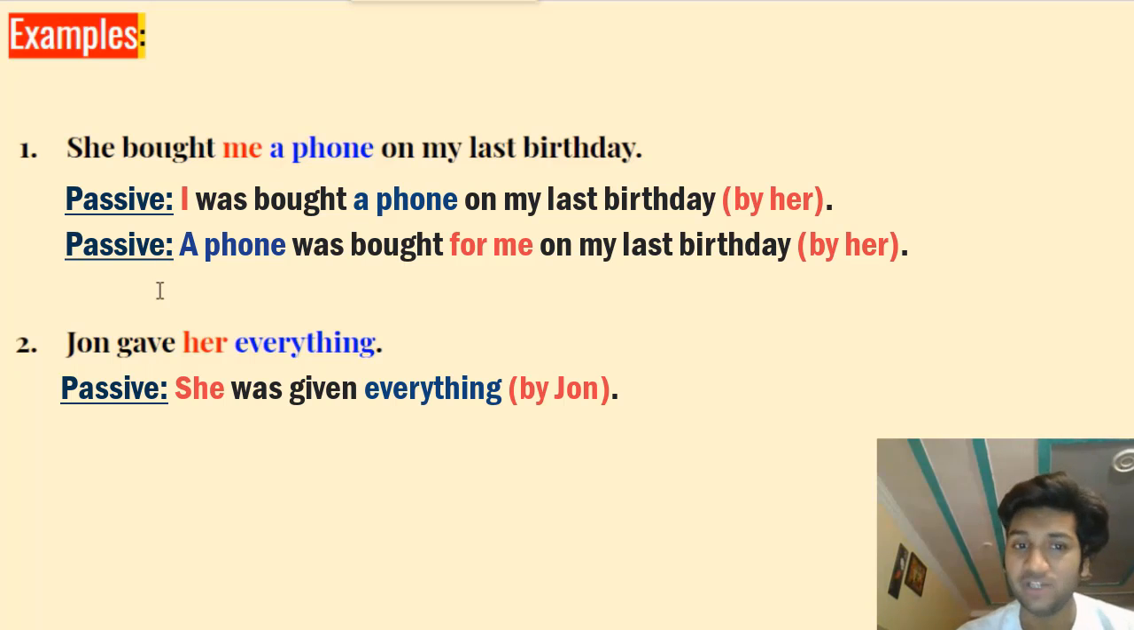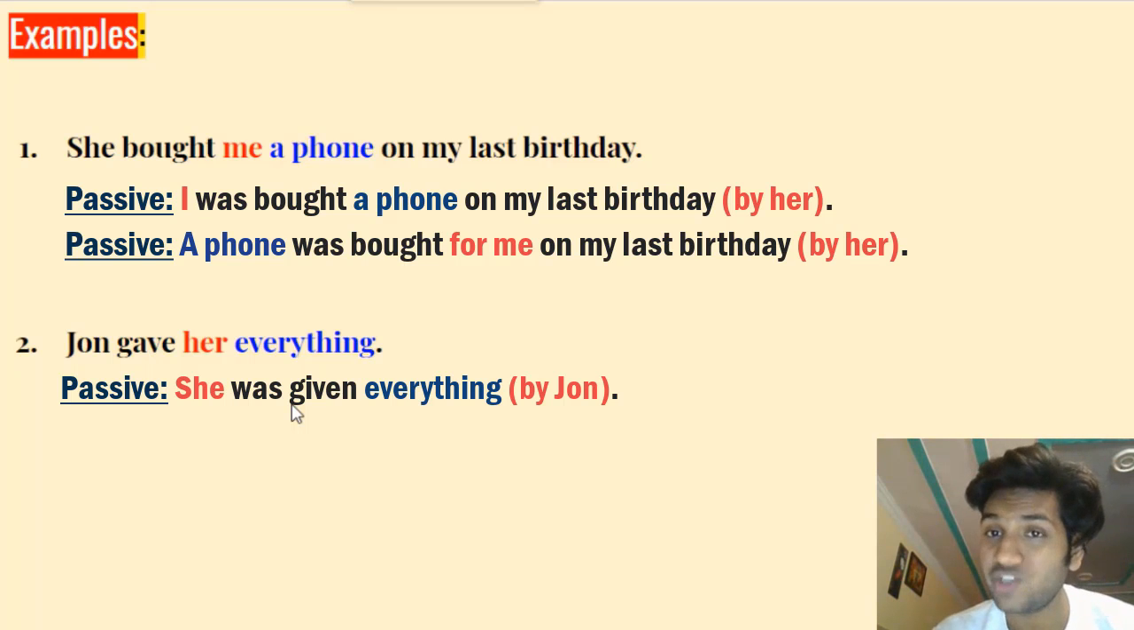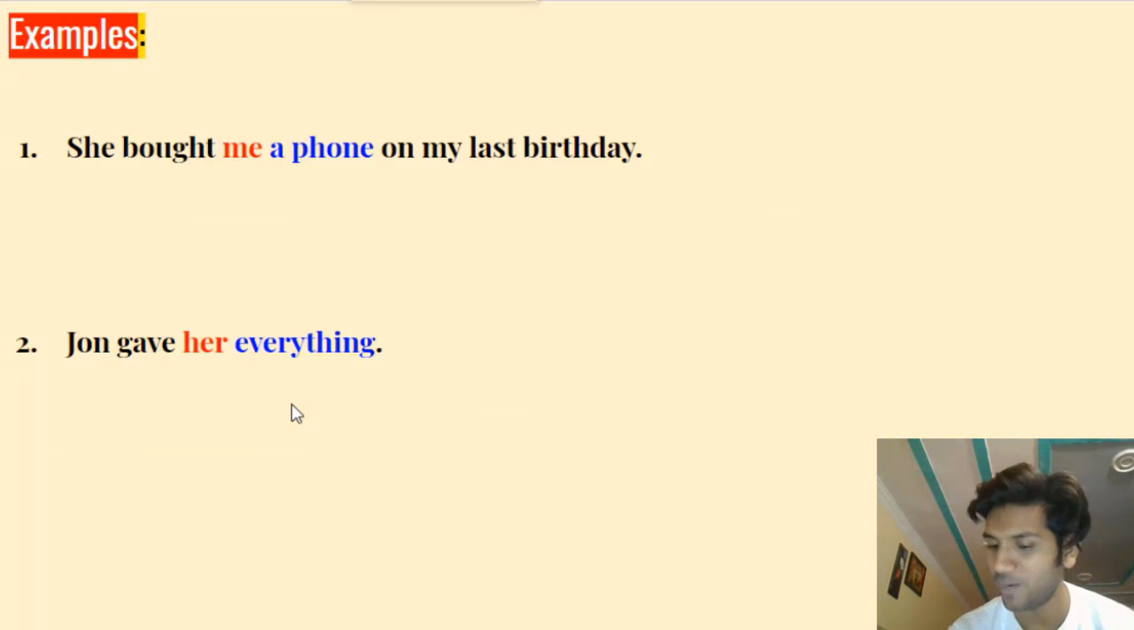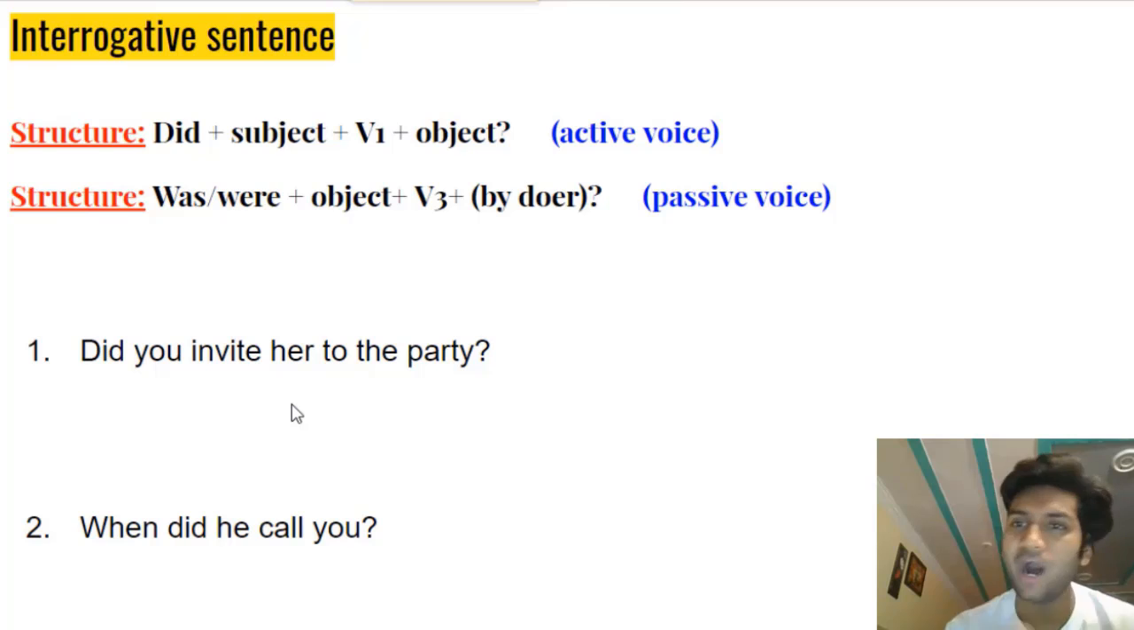All right, second example. John gave her everything. She was given everything by John. Everything was given to her by John. That's how you will change the sentence into the passive voice when the direct object becomes the subject in the passive voice. All right. Now let me show you how you change an interrogative sentence in the active voice into the passive voice.